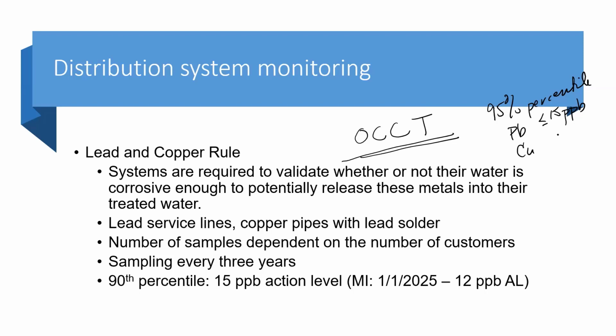In Michigan, the first of the year in 2025 this will decrease to 12. This is referred to as an action level. If the 95th percentile exceeds that level, then the plant is deemed to not have optimal corrosion control. They have to do additional sampling and they have to ensure that they do have optimal corrosion control.